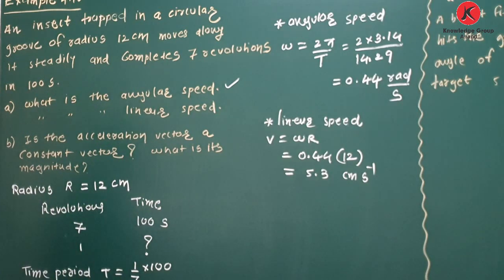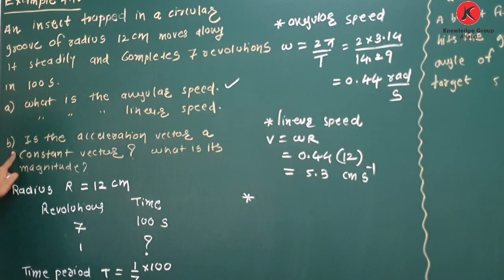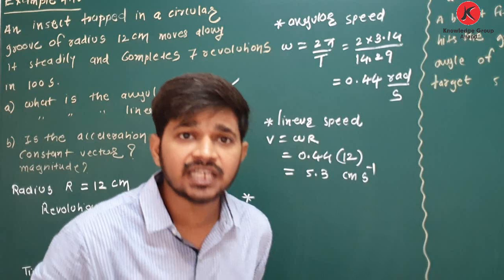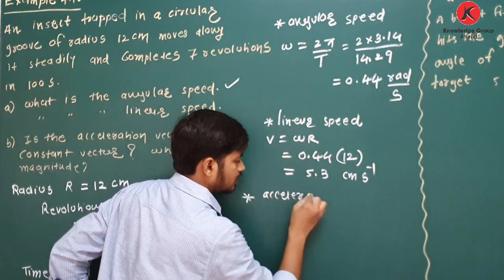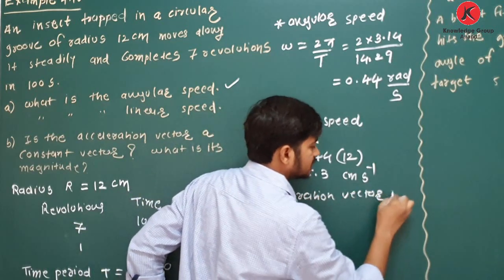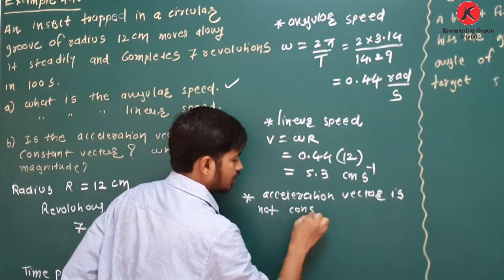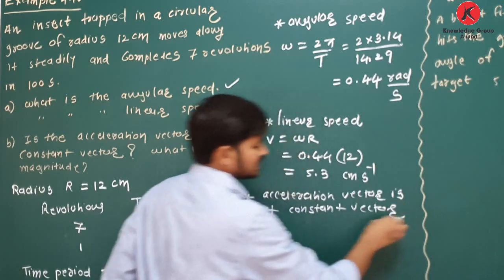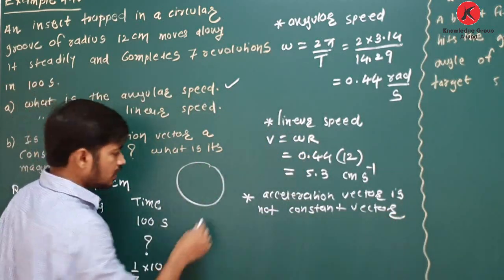Clear about this? Last question, question B. Is the acceleration vector a constant vector? No, we have discussed in the last lecture: the acceleration vector is not a constant vector. What is the reason? See again, circle.